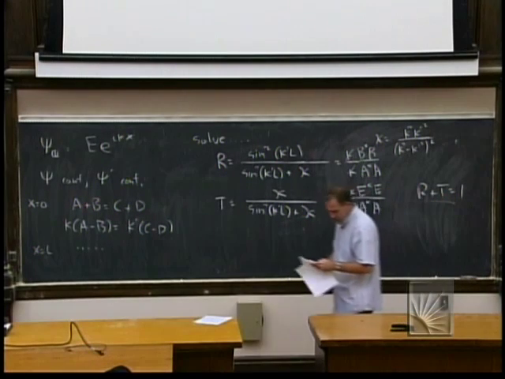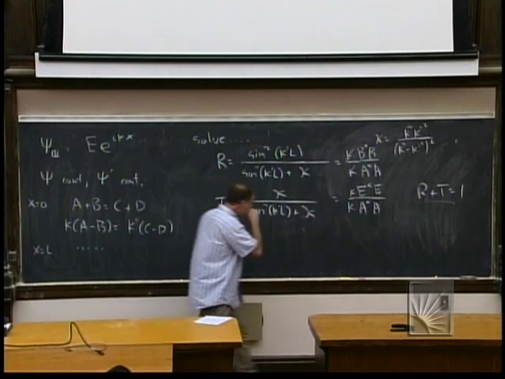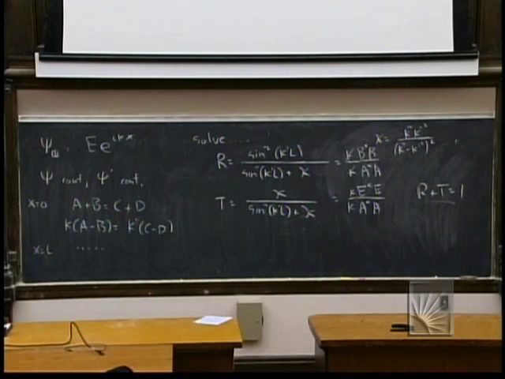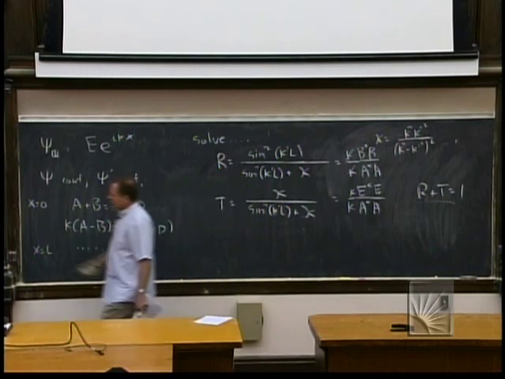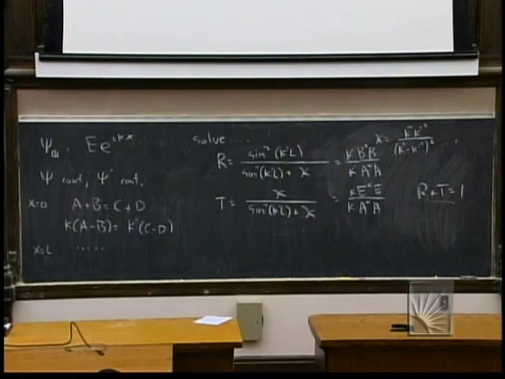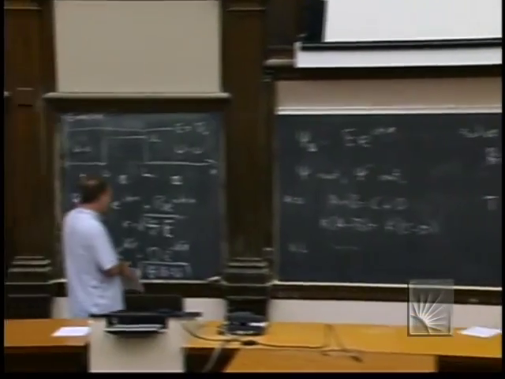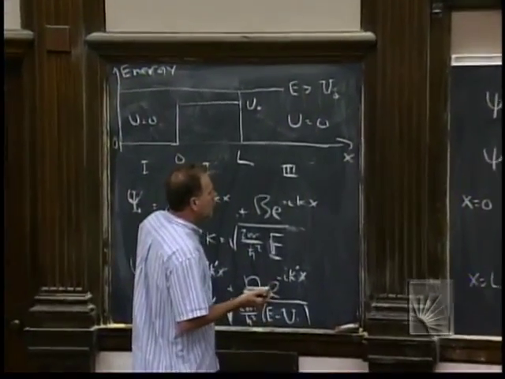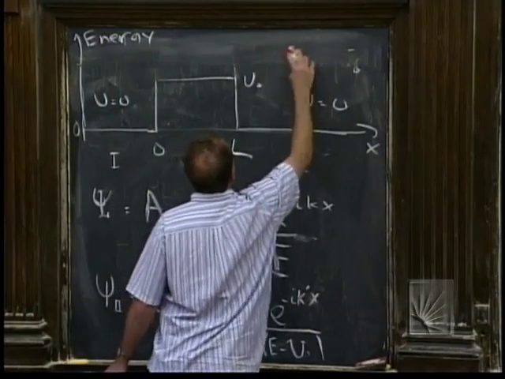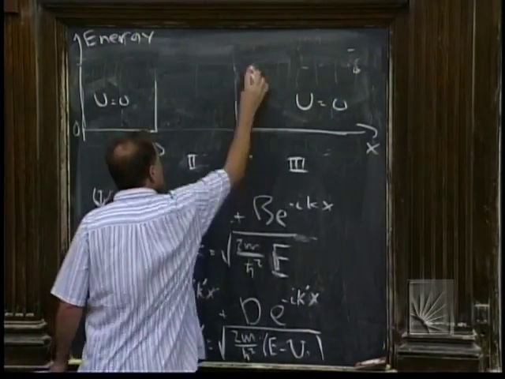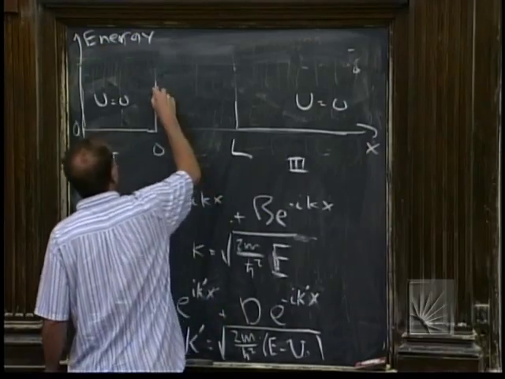Okay. So that's that system. Now, so that's amusing. It's certainly not classical that you have this resonance in the reflection and the transmission, although it's classical for a wave, but not for a particle. Now let's just consider the case of the potential being higher than the energy.